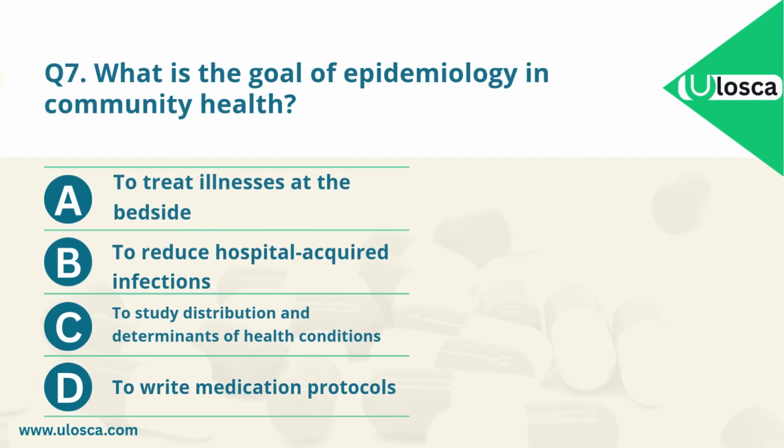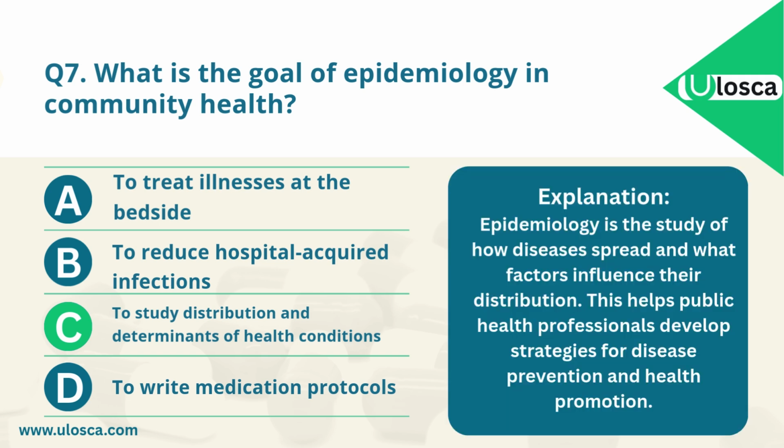The correct answer is C. To study distribution and determinants of health conditions. Explanation. Epidemiology is the study of how diseases spread and what factors influence their distribution. This helps public health professionals develop strategies for disease prevention and health promotion.